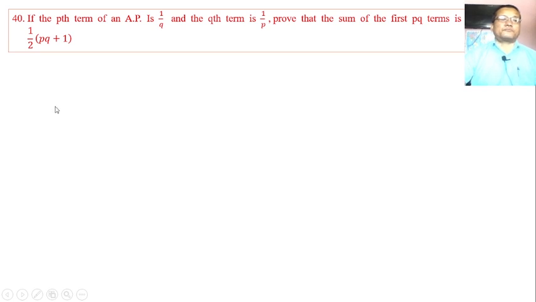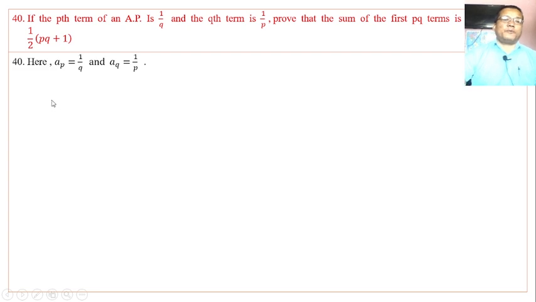Question number 40. If the p-th term of an AP is 1 by q and the q-th term is 1 by p, prove that the sum of the first pq terms is half of pq plus 1. A of p is 1 by q and A of q is 1 by p.